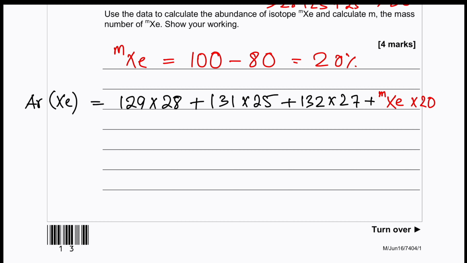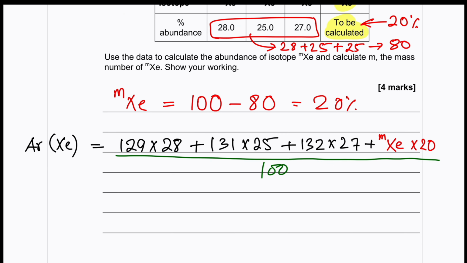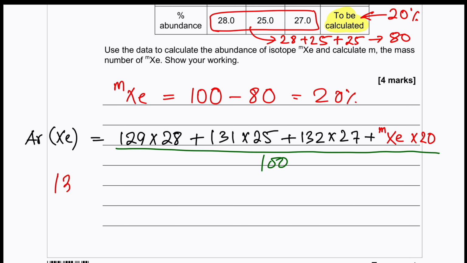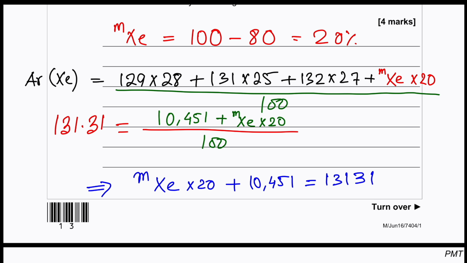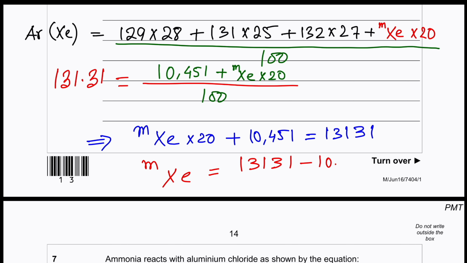Then since the total abundance equals 100, we'll divide the whole thing by 100. The average mass of Xe is already given, which is 131.31, so we'll replace the value of Ar of Xe with 131.31, and then continue with the remainder of the maths. After cross multiplication and the full calculation, the value is going to be 134. So the Mr of Xe-M is 134.